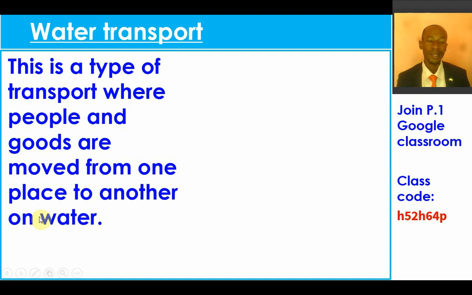You know very well, transport involves movement of people. Some move with their goods from one place to another, but from where? We have this one as on water. Air transport, they use air. Road transport, they use the road. Railway, they use the railway. Are we clear? So water transport is a type of transport where people and goods are moved from one place to another on water. Is that clear?